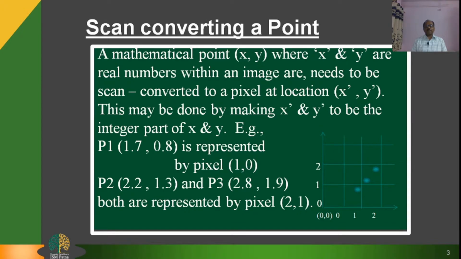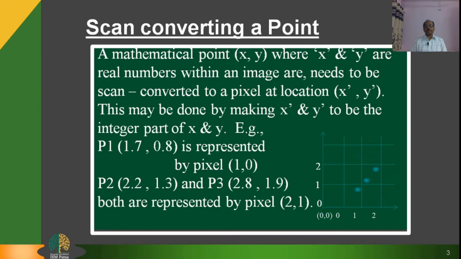So, the scan conversion of a point. A mathematical point (x, y) where x and y are real numbers within an image R needs to be scan converted. This may be done by making x' and y' the integer parts of x and y. x' is equal to floor(x) and y' is equal to floor(y). The origin is at the lower left corner of the pixel grid.